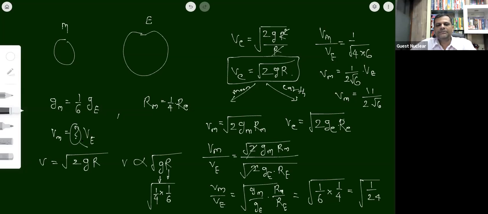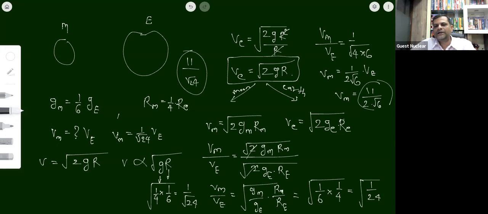The value to be put in place of the question mark, we will get it here. So how much are we getting here? Look carefully, we get 1/√24. And if you put it here, then we can immediately get that the escape velocity due to the Moon is 1/√24 times the escape velocity from Earth. Correct? And the escape velocity of Earth is already 11. So if you put this 11 here, then we can directly get the answer, that is 11/√24, as we have already got it here.